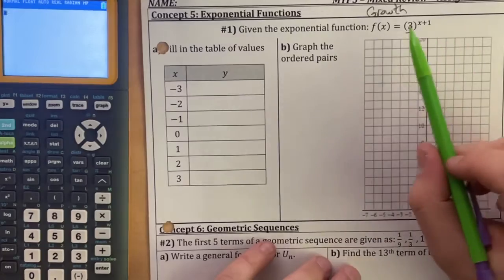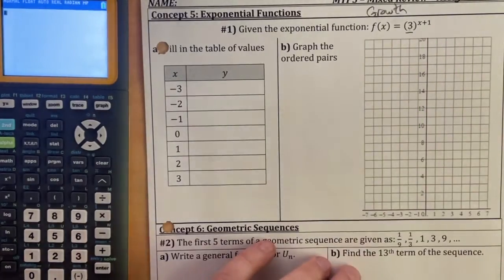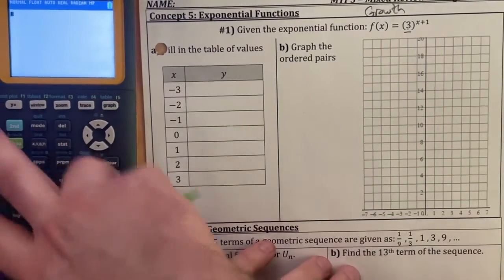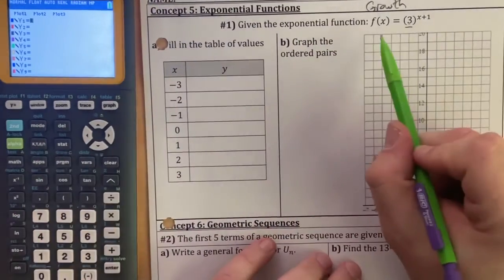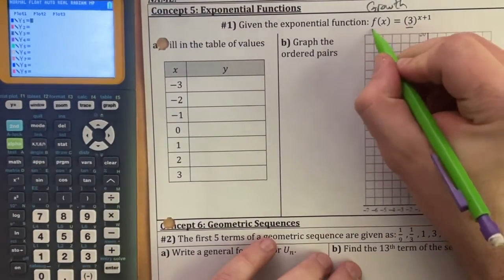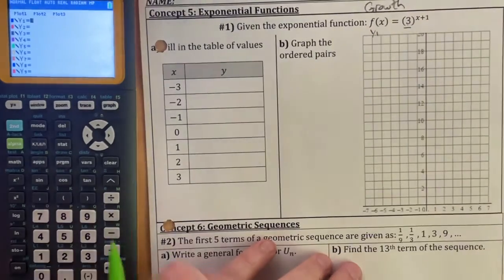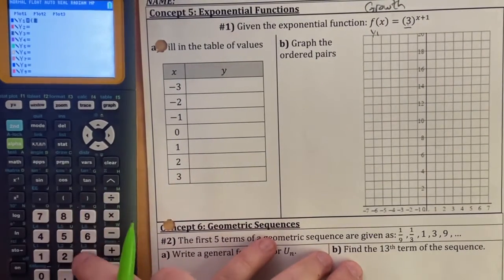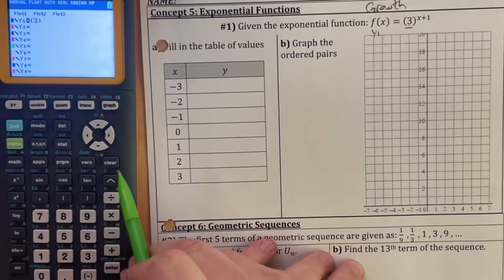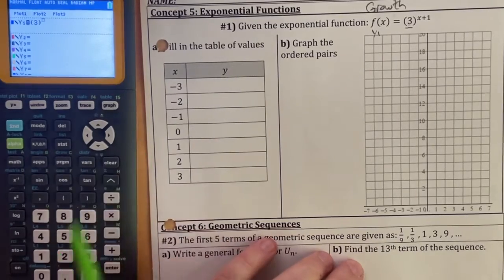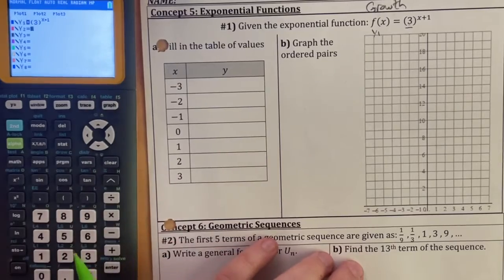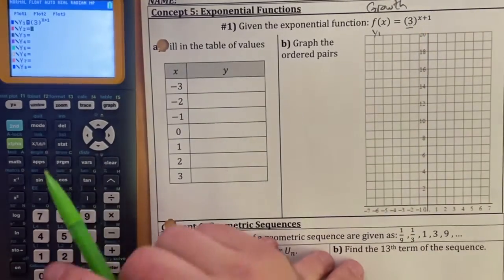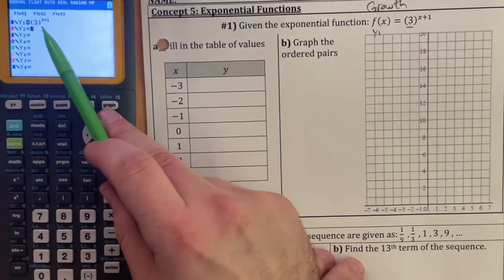So what I can do is type in my function. I'm going to go to y equals and choose y1 as my function. So I can say this is y1. I type it in, I have parentheses, 3. Make sure you hit that exponent button. I'm going to say exponent, and I have x plus 1. Be sure to hit enter to store it. And so now I have my first function.